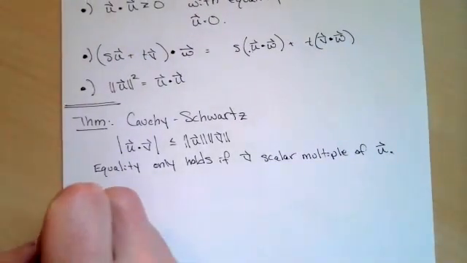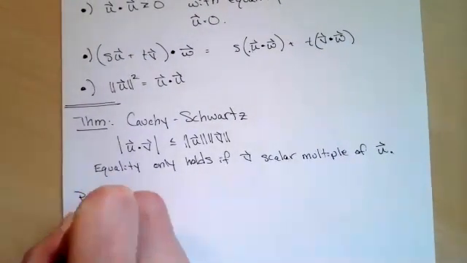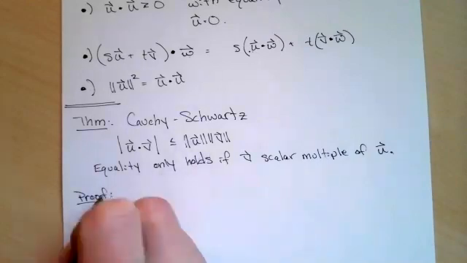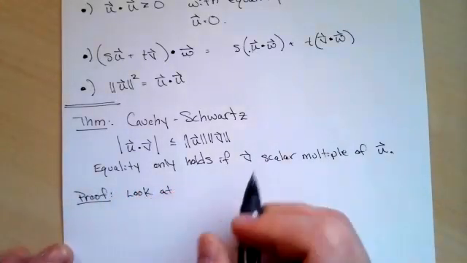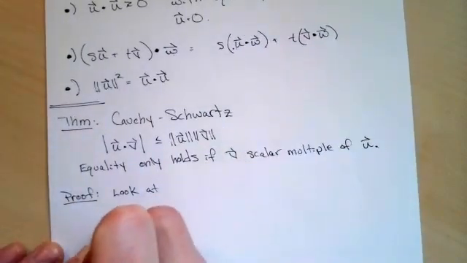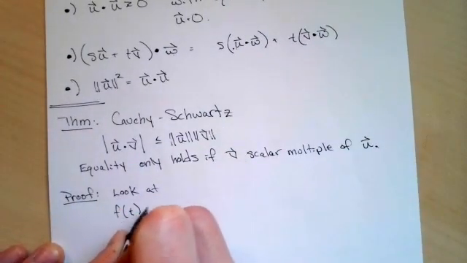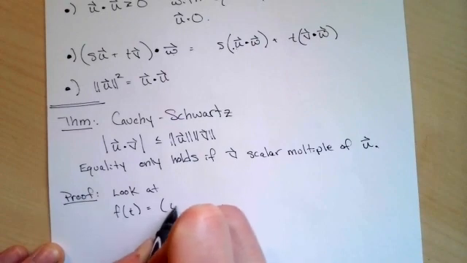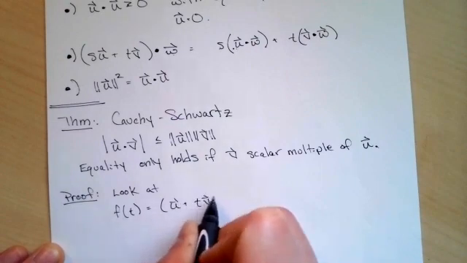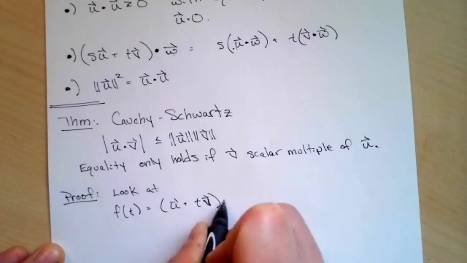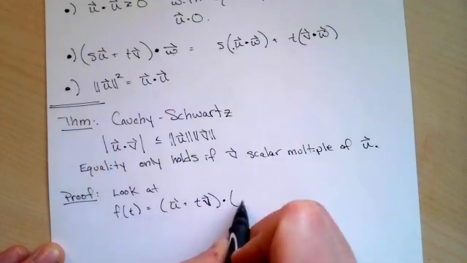So the proof, we want to look at a function that we define as u plus tv, dot product with itself.